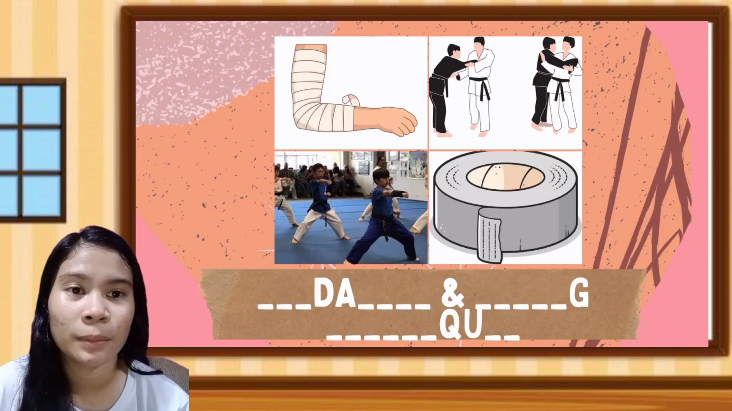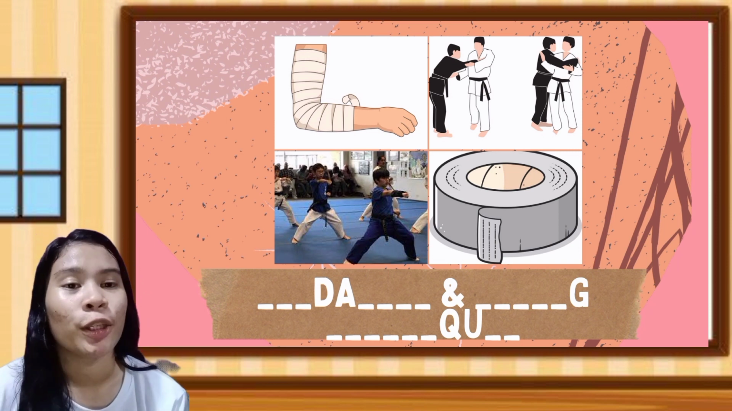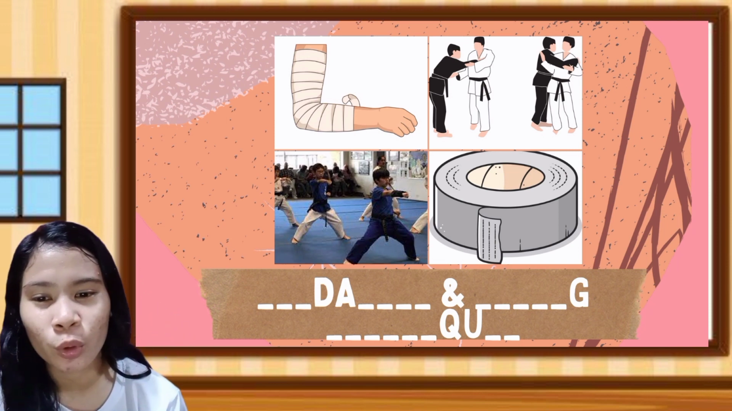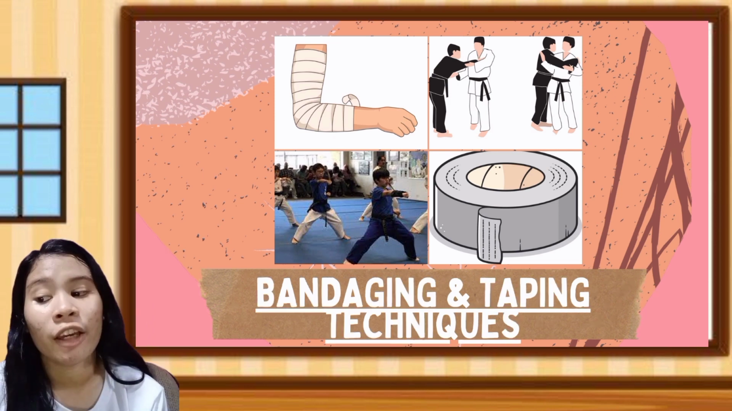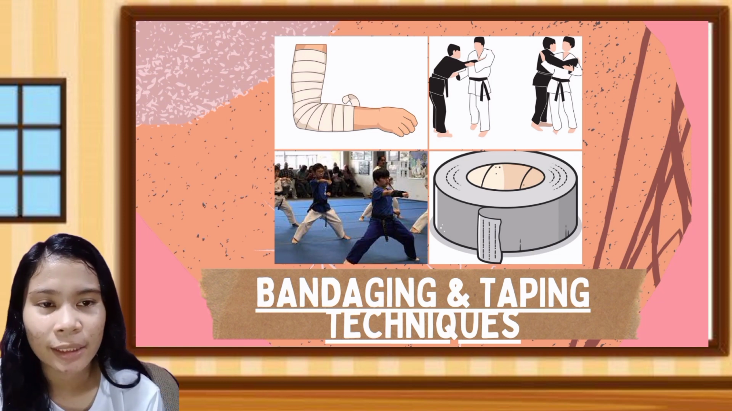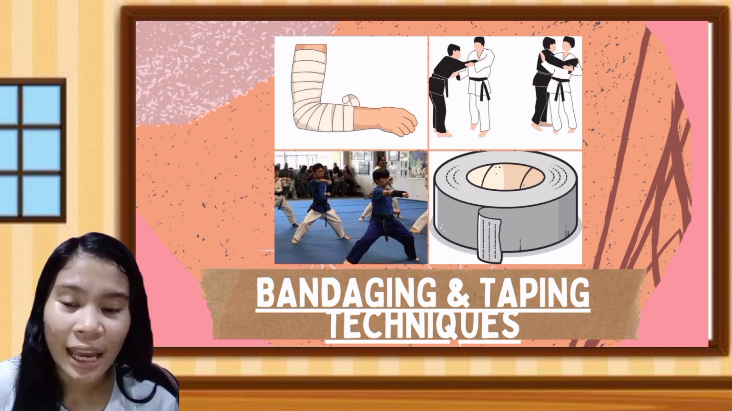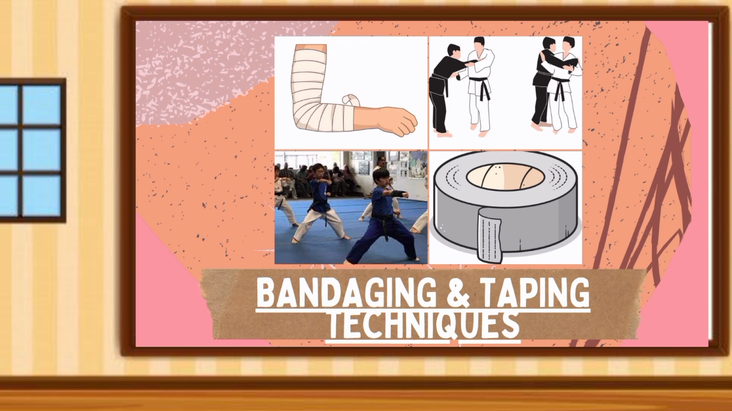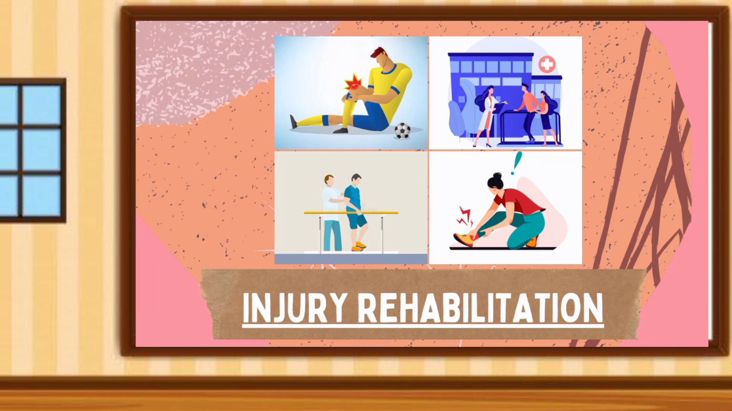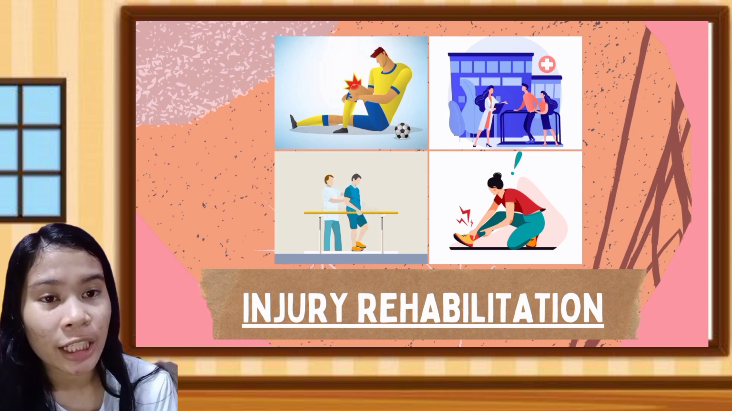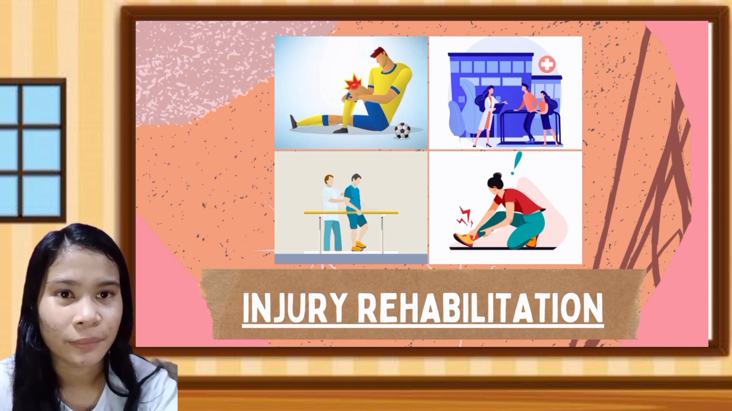Can you guess what these pictures are trying to portray? You have 10 seconds to think what this is. If your answer is bandaging and taping techniques, you are right. Next is our last phrase. Yes, that's right. Injury rehabilitation is the answer.